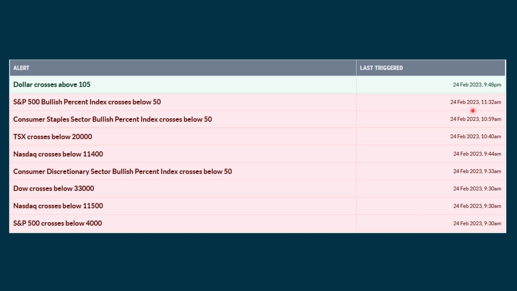Technical alerts are something that are produced every day. These are predefined technical alerts. They get kicked out by stockcharts.com, and then a whole list appears at the end of the day. This is just a list for Friday, February 24th. We start at the bottom and then work our way up, where the S&P crossed below 4,000, then the NASDAQ went below 11.5, the Dow went below 33,000, the NASDAQ went below 11.4.